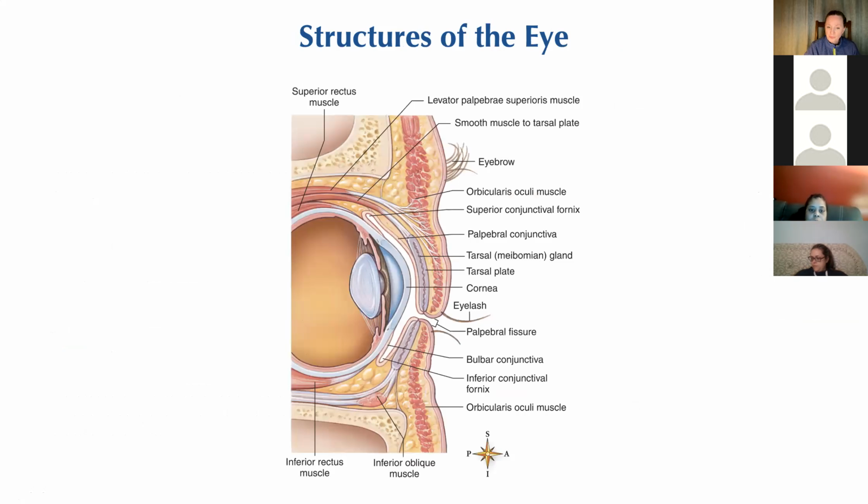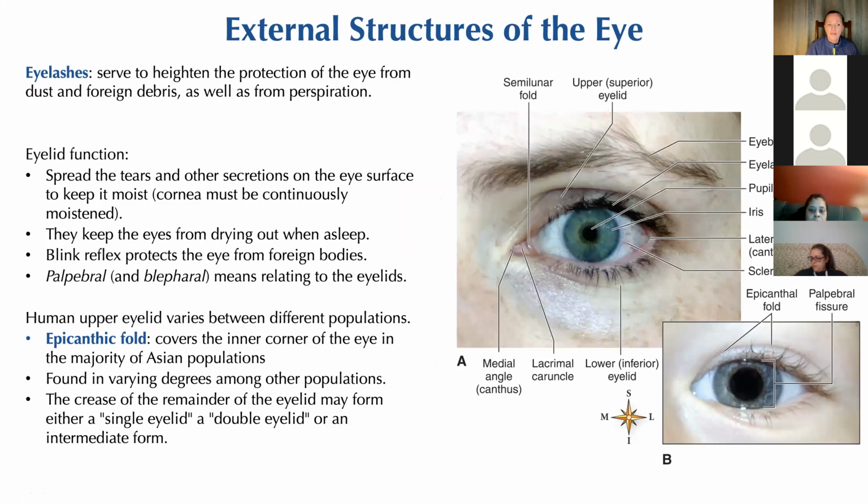The words palpebral and blepharal both mean having to do with the eyelid. So if you have blepharitis, you're having an inflammation of your eyelid. We also see that in certain ethnicities, like in Asian folks, you have a little extra skin fold over here, and that's called an epicanthal fold. It doesn't affect your eyesight or anything like that. It's just found to varying degrees in different populations, all right?